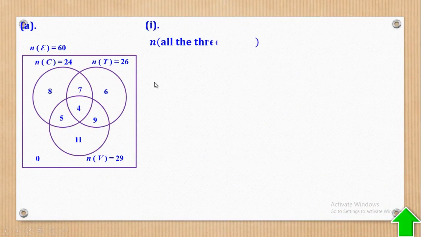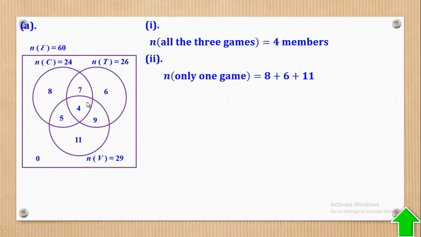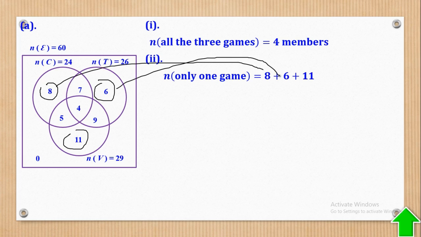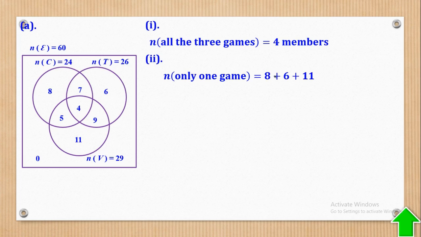So for all the 3 games, it will be the value of x, which is 4 members. Then for only 1 game, there is this, there is this, there is this. So we add all those ones, we add 8, 6 and 11. When we do that, we shall come up with 25 members.